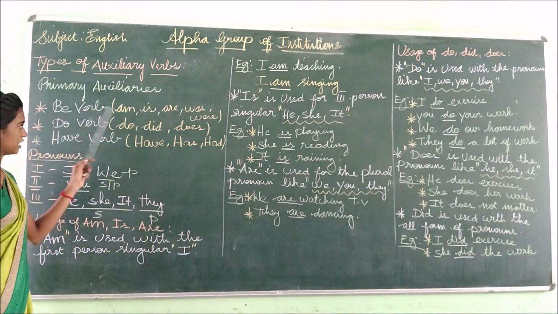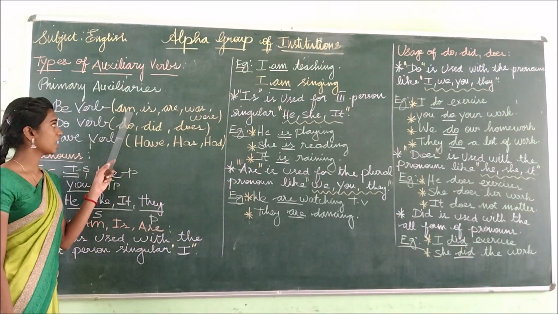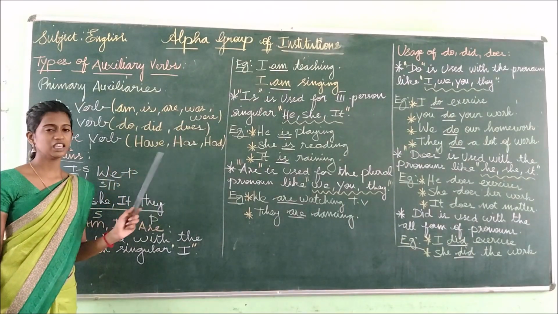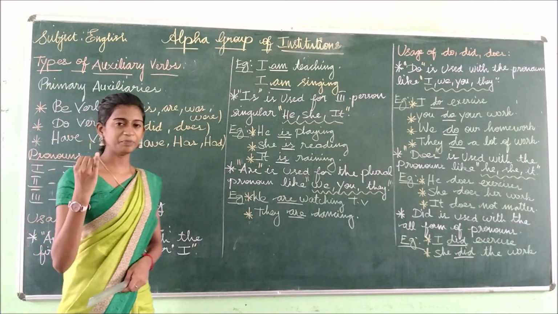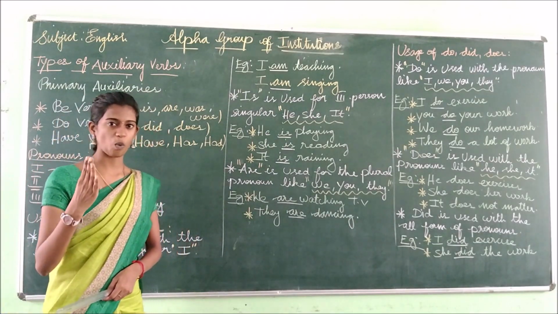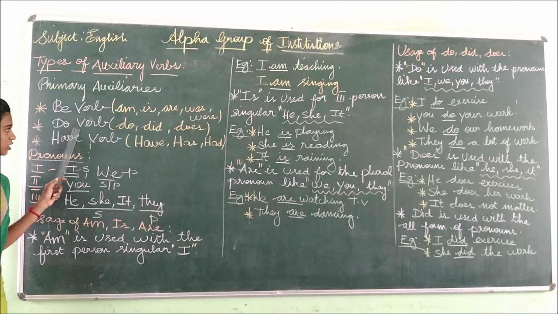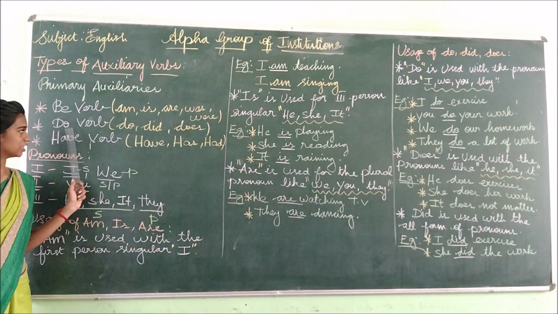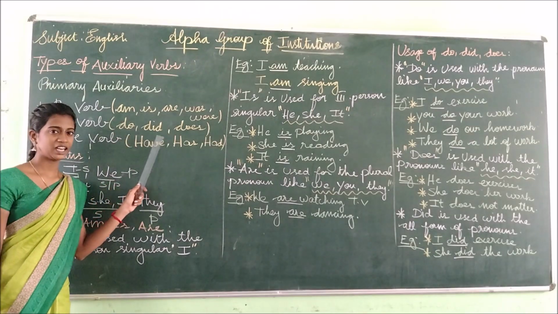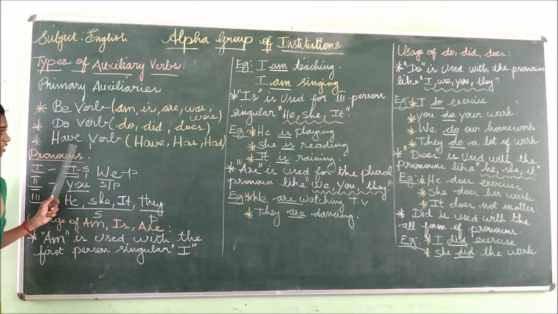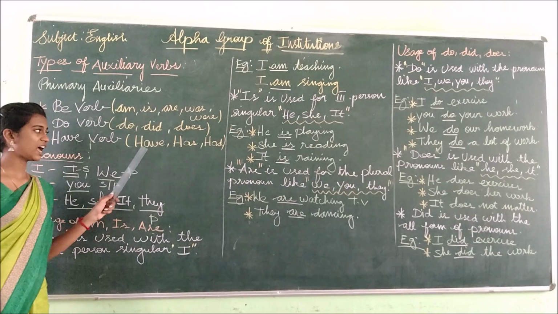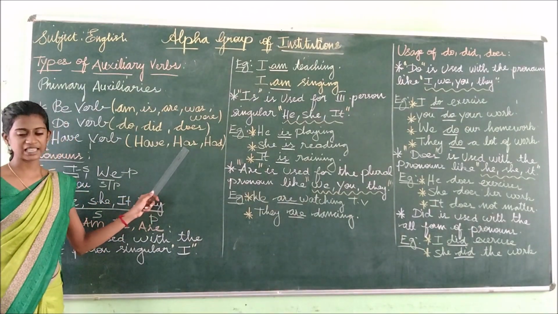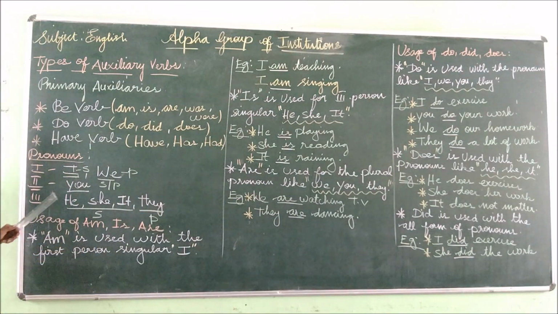This be verb has five forms: am, is, are, was, were. And what are the do verbs? Do, did, does. And what are the have verbs? The have verbs are have, has, had. Okay.